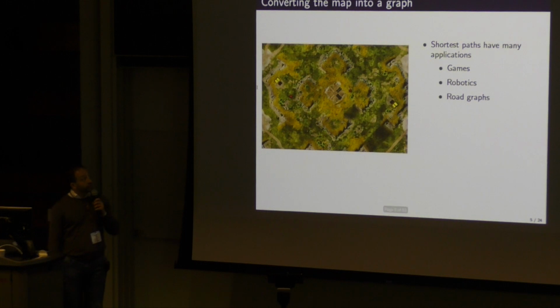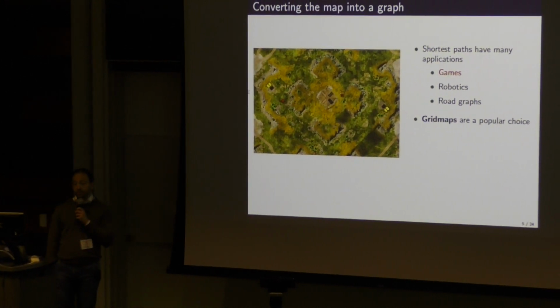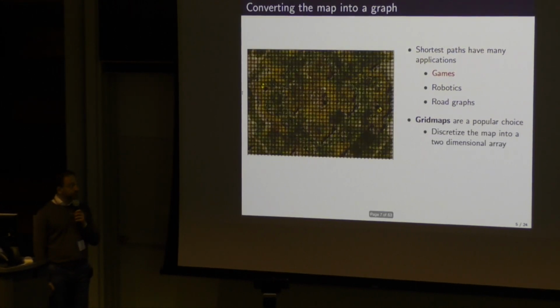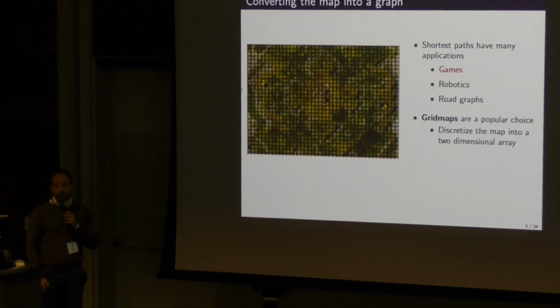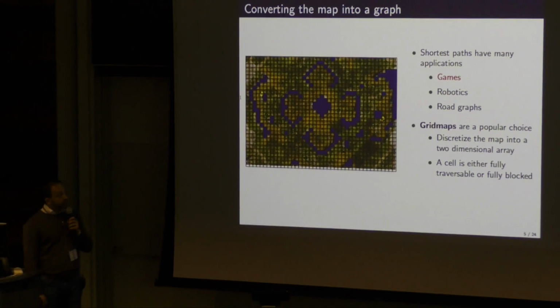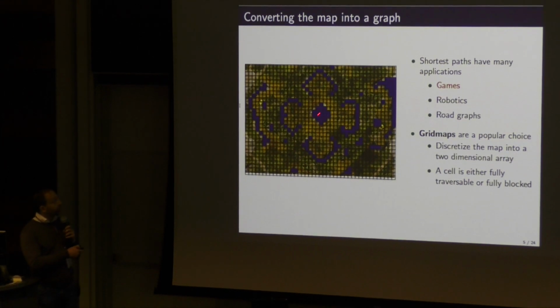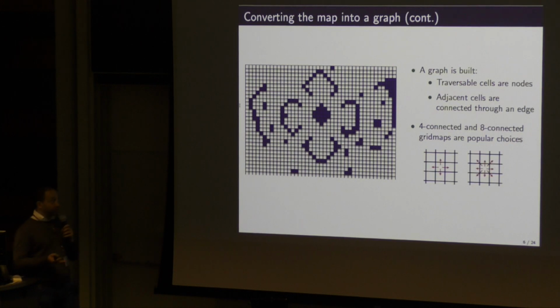Background. Shortest paths have many applications, including games, robotics, and road graphs. In this talk, we focus on games. A popular choice to deal with game maps is converting maps into graphs by grid maps. So take this map. First, the map is discretized into a 2-dimensional array, and a cell of the array is either fully traversable or fully blocked. In this figure, blue cells are obstacles, and white cells are traversable. Then a graph is built in which nodes represent traversable cells and edges represent adjacent cells.